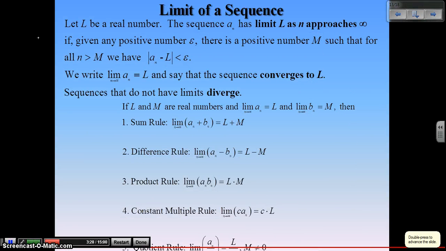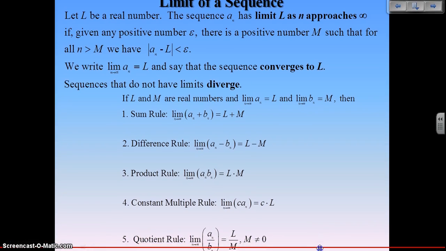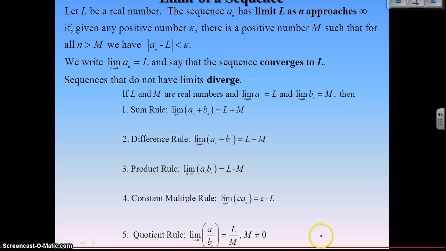Let's actually talk about some calculus now. Limits of a sequence now. Ladies and gentlemen, this is not as bad as it may seem. There are a lot of calculus students and former calculus students that cringe when they see the words converge and diverge. To converge means to move towards something.